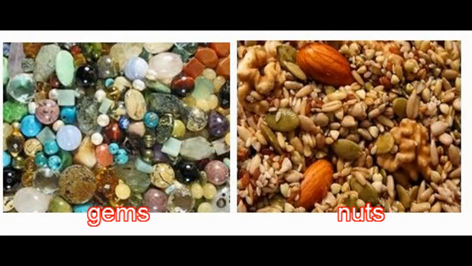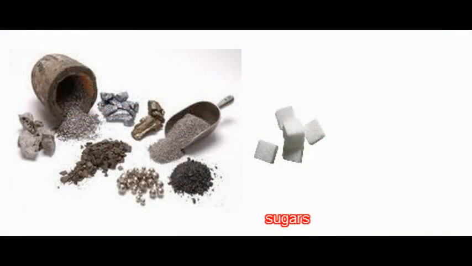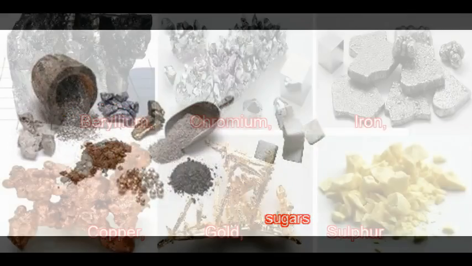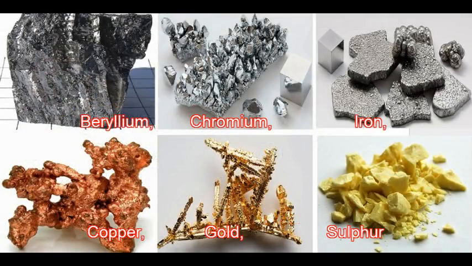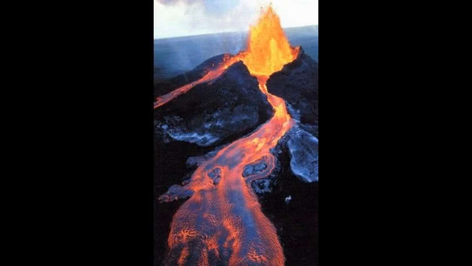They influence texture and color. Ingredients like aluminium, calcium, sodium, potassium, magnesium, and hydrogen in rocks influence texture and properties just like sugars do in pastry. Ingredients like beryllium, chromium, iron, copper, gold, and sulfur give color and properties to rocks just like spices do to pastry. A mixture of minerals is baked in the bowels of the earth to form a variety of rocks.